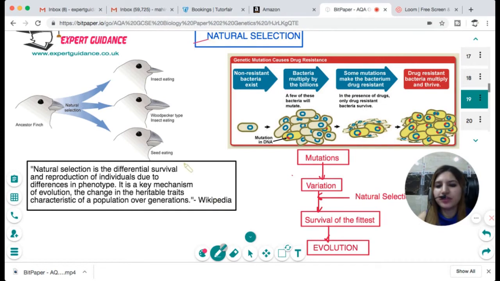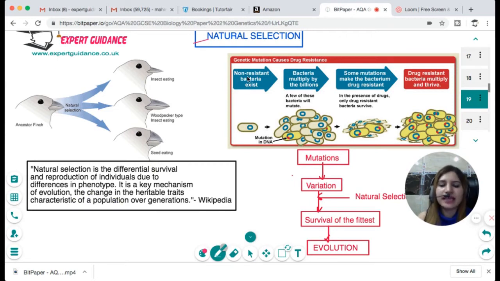Now, according to Wikipedia, natural selection is the differential survival and reproduction of individuals due to differences in phenotype. It is a key mechanism of evolution, the change in the heritable trait characteristics of a population over generations. Now, what does that mean?